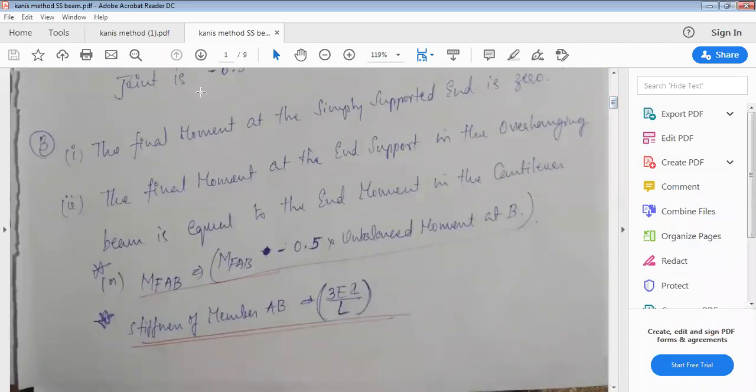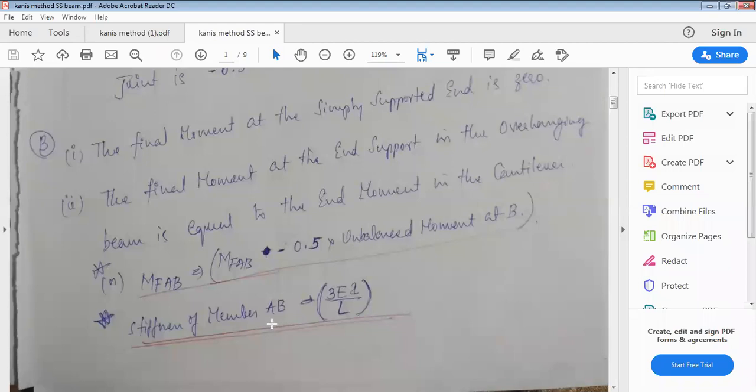This first method is a laborious process, you will take a lot of time. Instead of that, you can go for another method, where we distribute that end moment to the adjoining joint. The final moment at the simply supported end is 0. I think you all might know this, it will not have any moment. The final moment at the end support in the overhanging beam is equal to the end moment in the cantilever. You just remember this formula: MFAB is equal to MFAB minus 0.5 times the unbalanced moment at B.